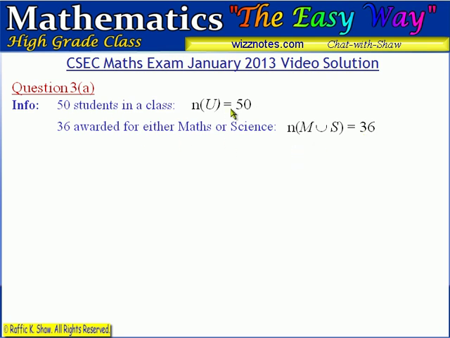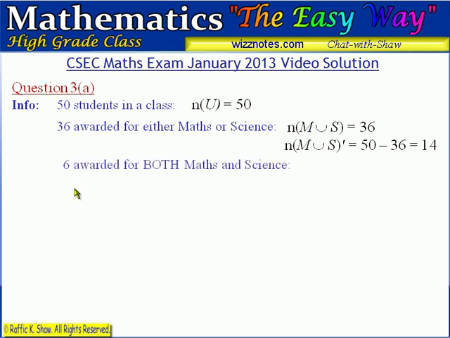Now, based on the fact that there are 50 students in the class and 36 are receiving for math or science, it means that the remaining 14 students in the class would receive for neither math nor science, and that is represented here. The number of students in the complement of the union of math and science will be equal to the total number of students in the class minus the students in the union of math and science, and that result is 14. So 14 students would receive for neither math nor science, and so there will be 14 students outside of this group of students receiving for math or science.